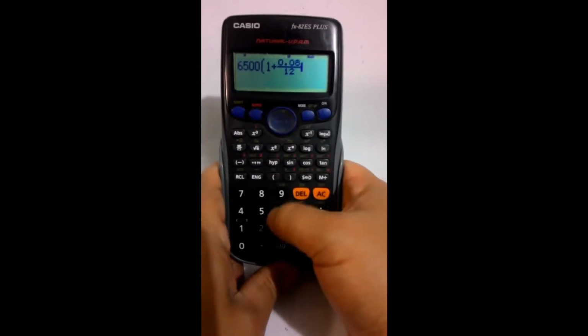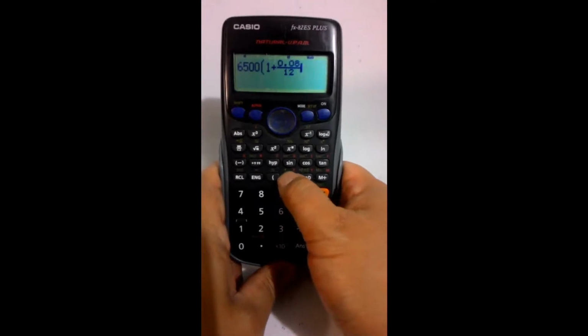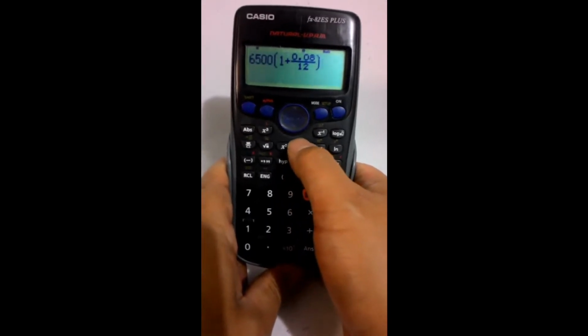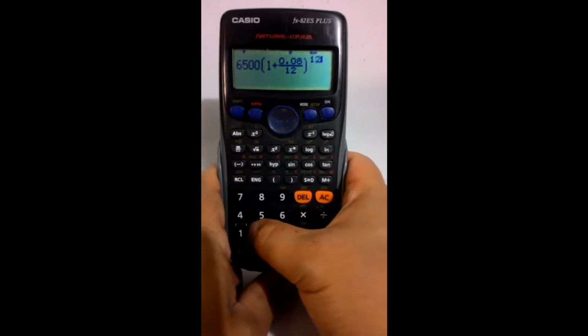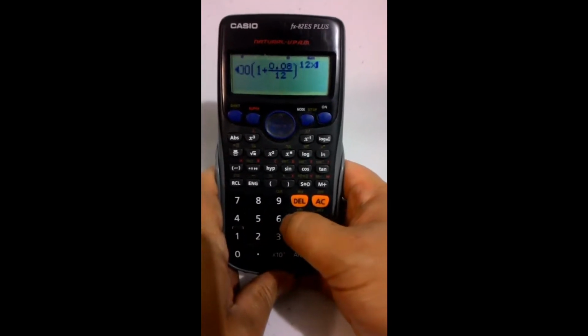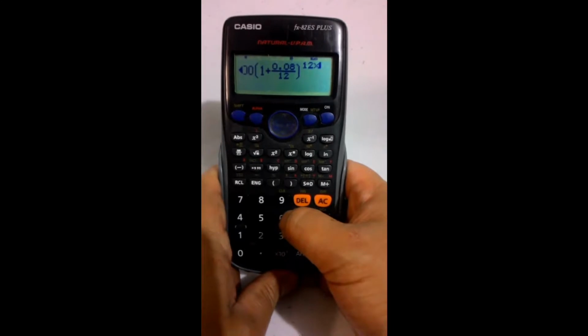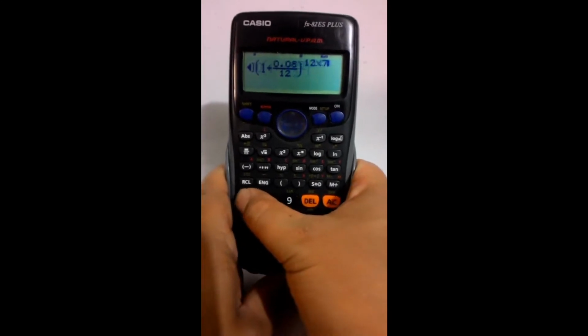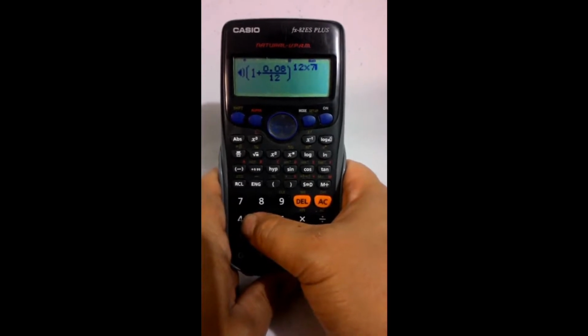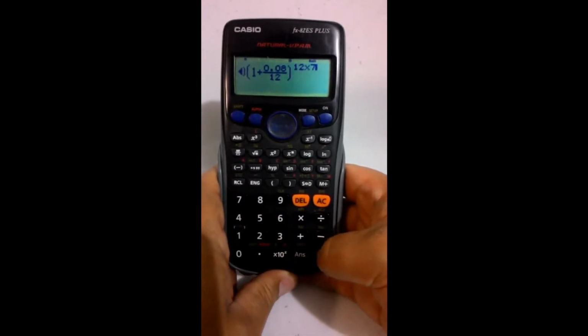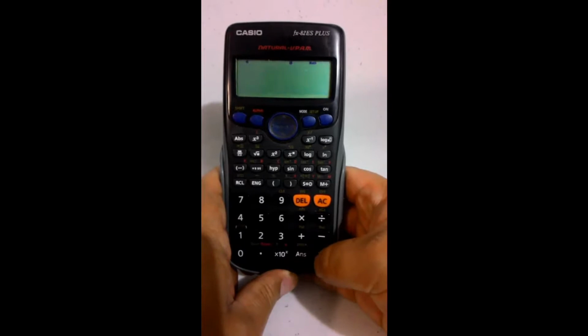Then close the parenthesis, raised to the exponent 12 multiplied by 7 years, which is the period of the loan. After that, press the equal sign.